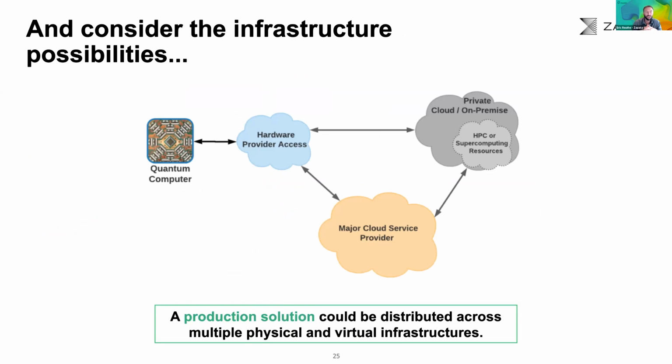And this can get even more complicated if we look at the infrastructure possibilities. So, right now, hardware access is through the cloud. Eventually, it will be on-prem. But we also may want to utilize current on-prem infrastructure, especially if an organization already has an investment in HPC or supercomputing resources, and of course, working with the major cloud services as well. So we could have any combination of these infrastructures.